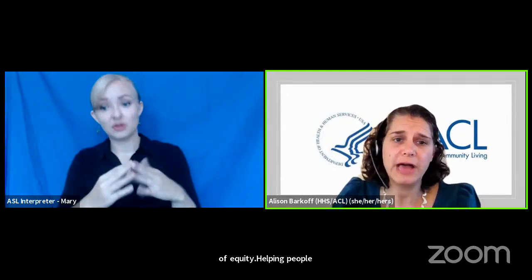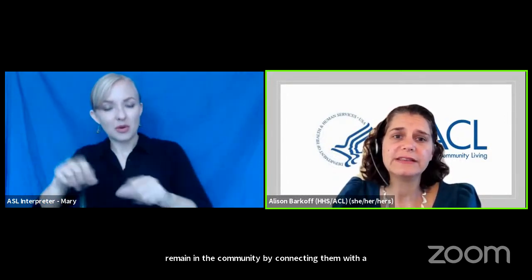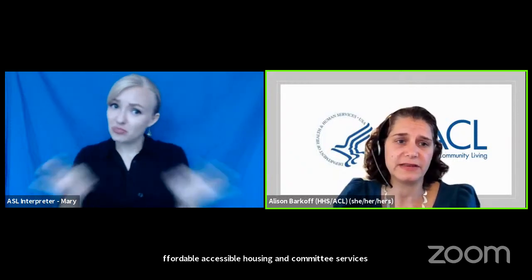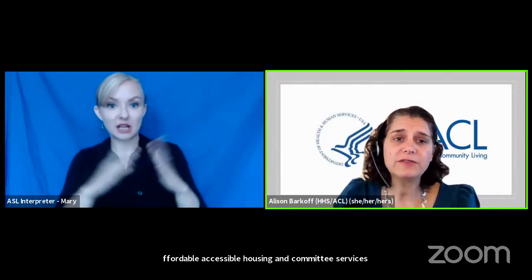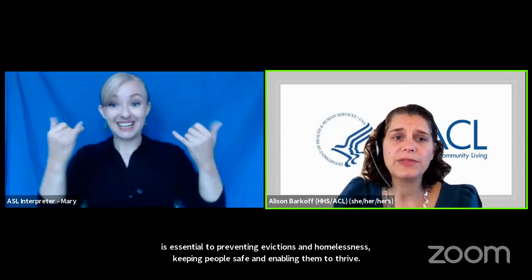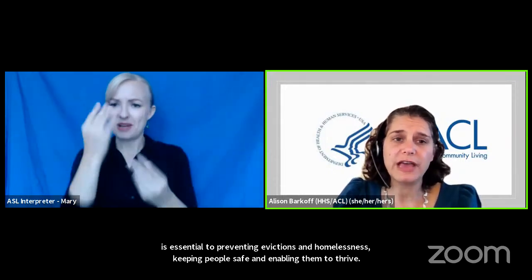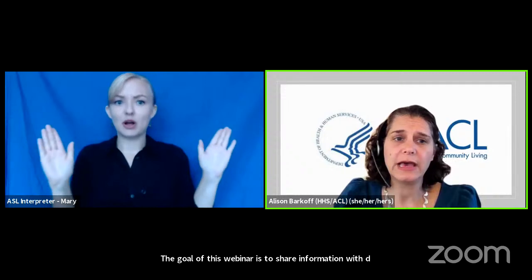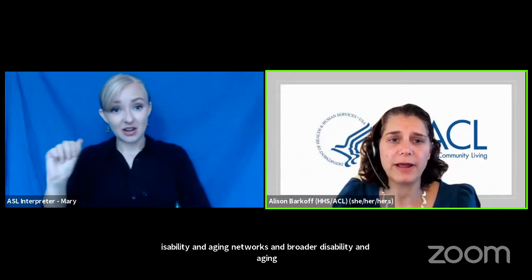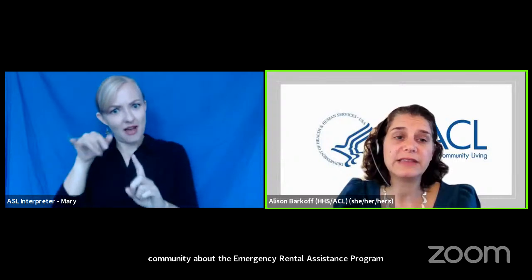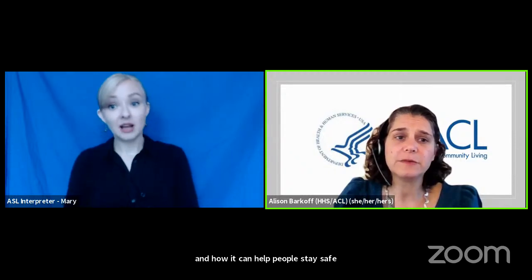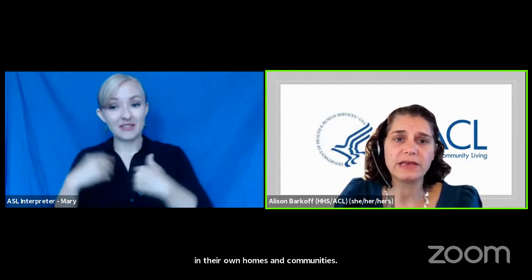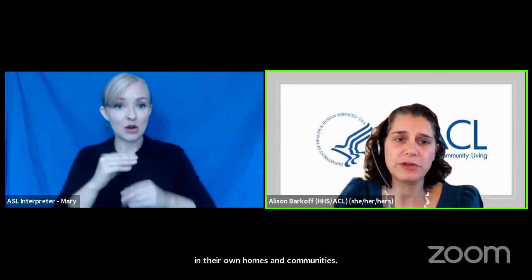Helping people remain in the community by connecting them with affordable, accessible housing and community services is essential to preventing evictions and homelessness, keeping people safe, and enabling them to thrive. The goal of today's webinar is to share information with the disability and aging networks and the broader disability and aging community about the Emergency Rental Assistance Program and how it can help people stay safe in their own homes and communities. The mission of ACL is to support people with disabilities and older adults to live in their own homes and participate in their own communities.